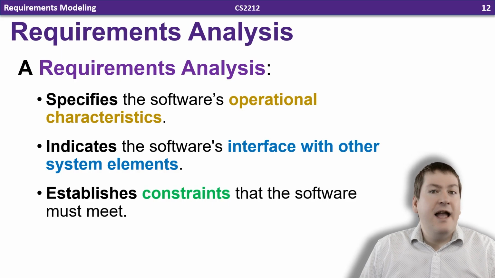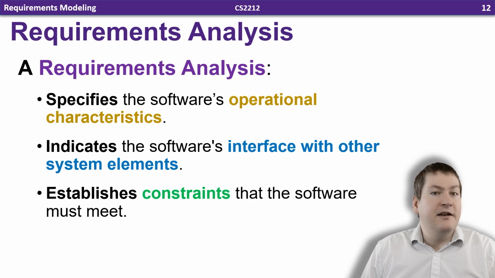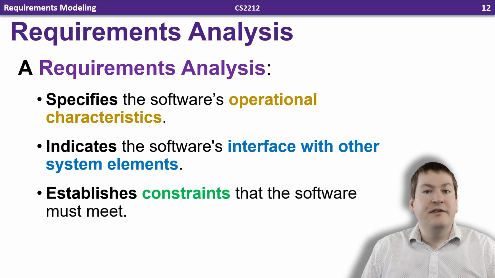Requirements analysis has three main objectives: specification of the system's operational characteristics, documentation of how the system interfaces with other system elements, and establishing constraints that the software must meet. The benefits of this process to us are more detailed and useful requirements, and models that depict various aspects of the system, including user scenarios, classes, behavior, data, and information flow.